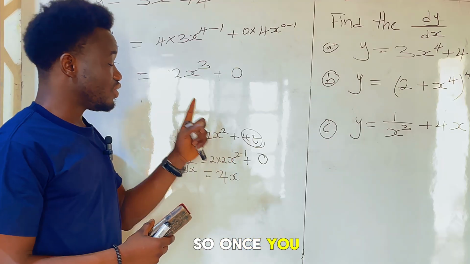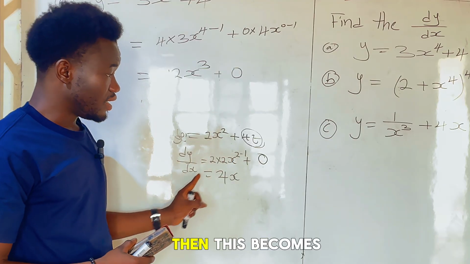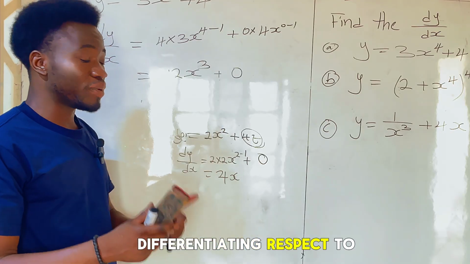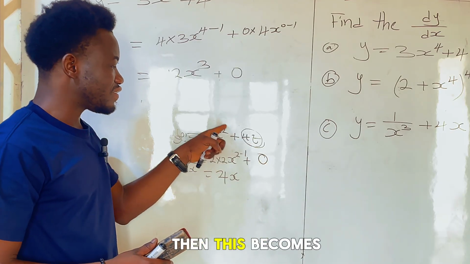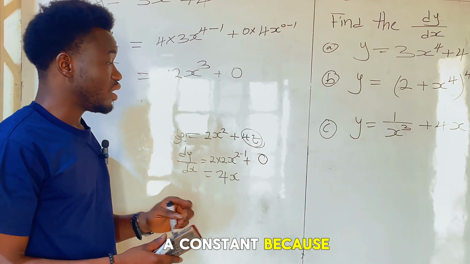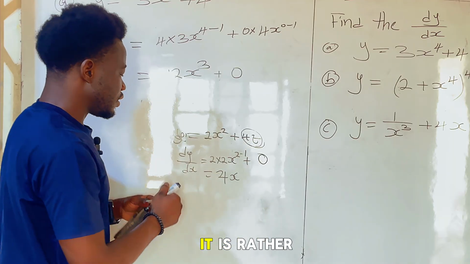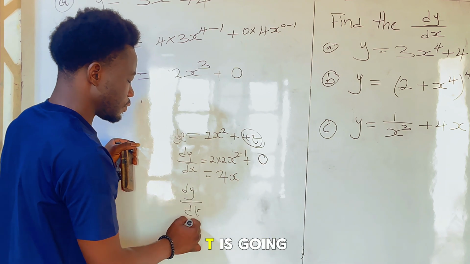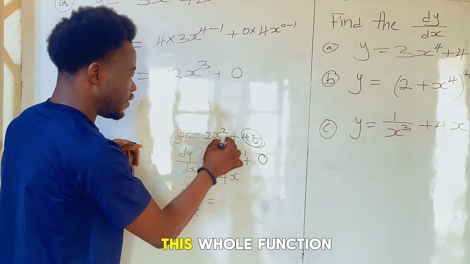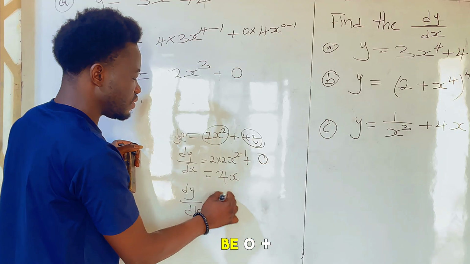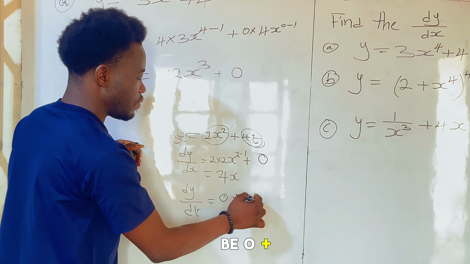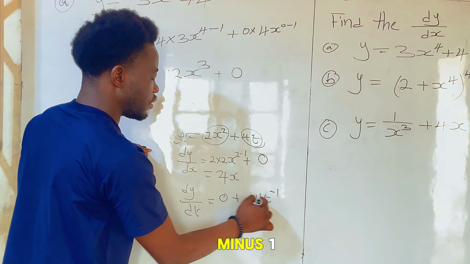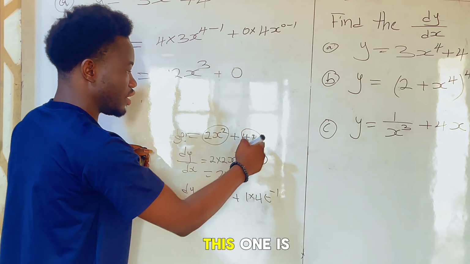So once you are differentiating with respect to x, then this becomes a constant. If I am differentiating with respect to t, then this becomes a constant, because t is not inside. It is rather going to be, so dy/dt is going to be equal to, this whole function is going to be 0 plus 4, because when I have 4t minus 1 multiplying this one, it's going to become a multiply.